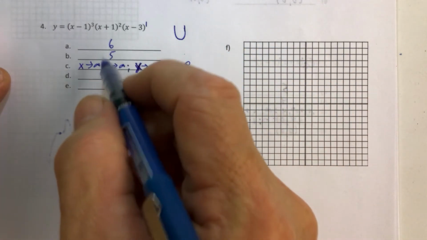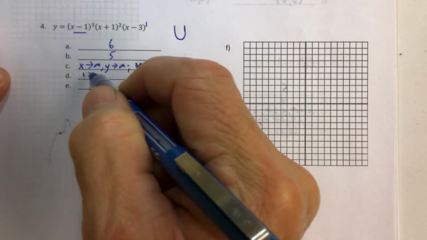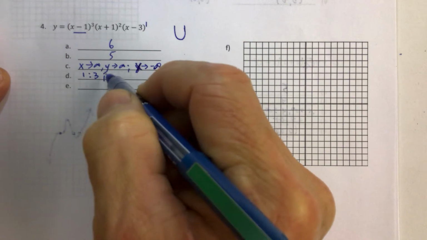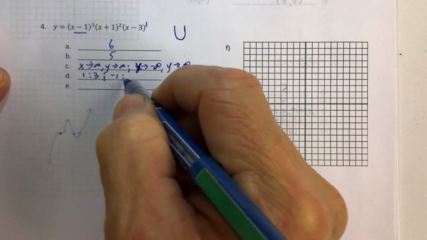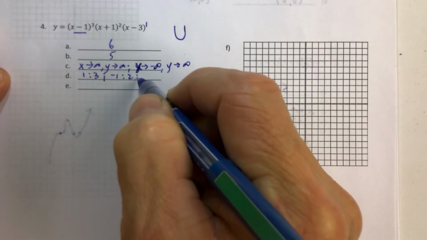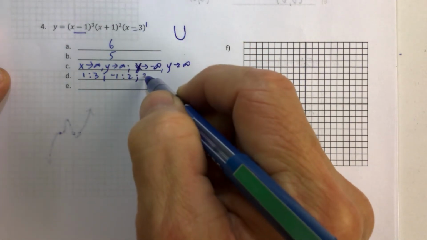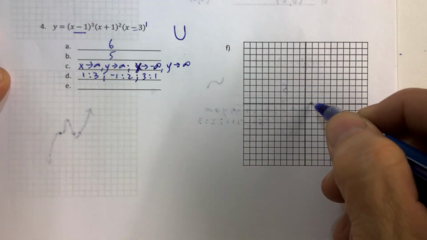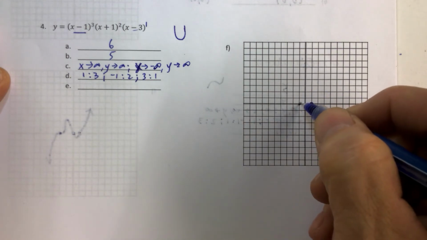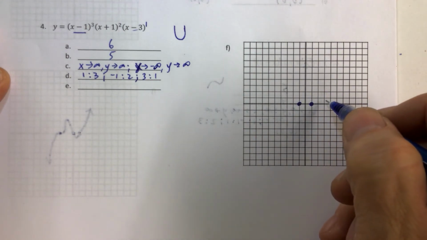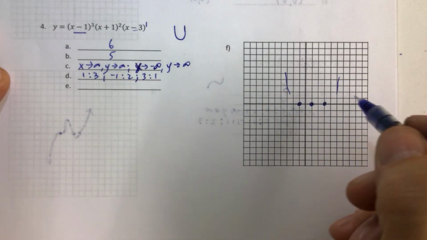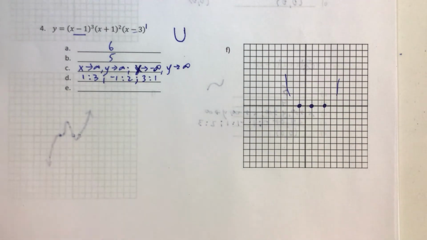And then part D, take each factor and we list the zeros. So the zero of 1 with a multiplicity of 3, a zero of negative 1, multiplicity of 2, and then a zero of positive 3 with a multiplicity of 1. So we have zeros of 1, negative 1, and positive 3. And the end behavior is like this, so it's going to go up like that. So I just like to draw that.